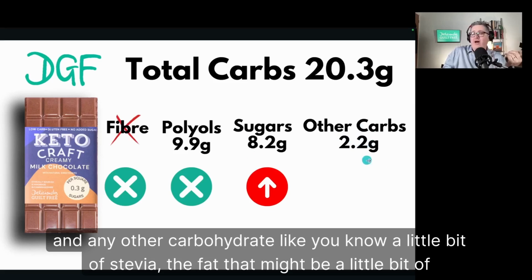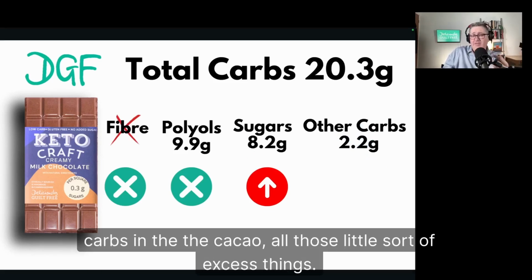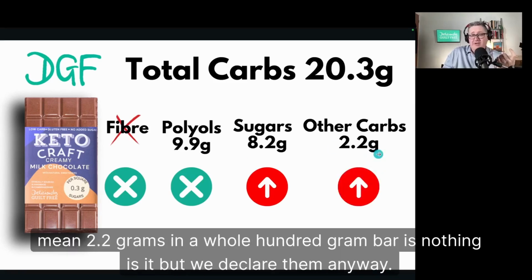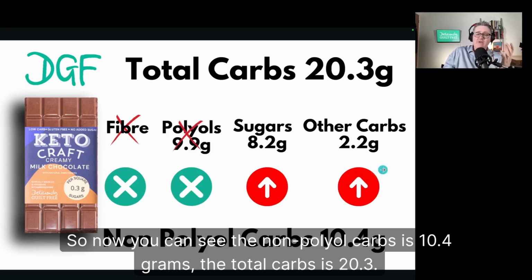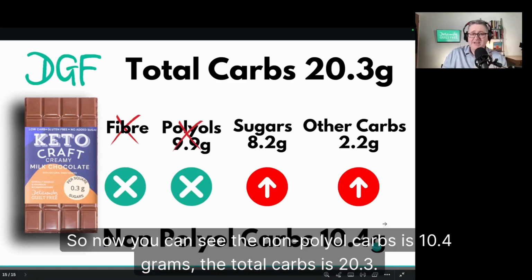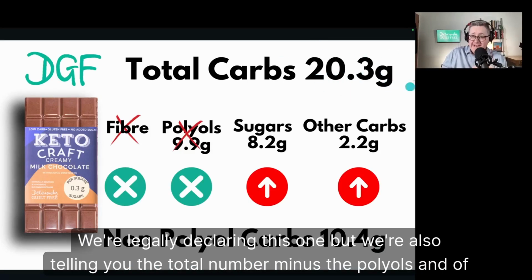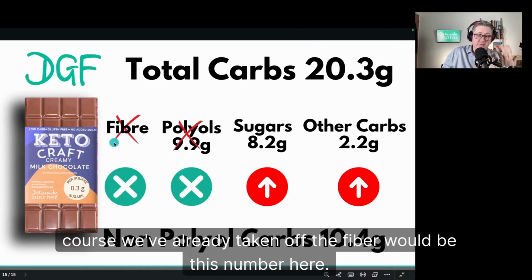And any other carbohydrate, like a little bit of stevia, the fact there might be a little bit of carbs in the cacao, all those little excess things. I mean, 2.2 grams in a whole 100-gram bar is nothing, is it? But we declare them anyway. So now you can see the non-polyol carbs is 10.4 grams. The total carbs is 20.3. We're legally declaring this one, but we're also telling you the total number minus the polyols, and of course we've already taken off the fibre, would be this number here.